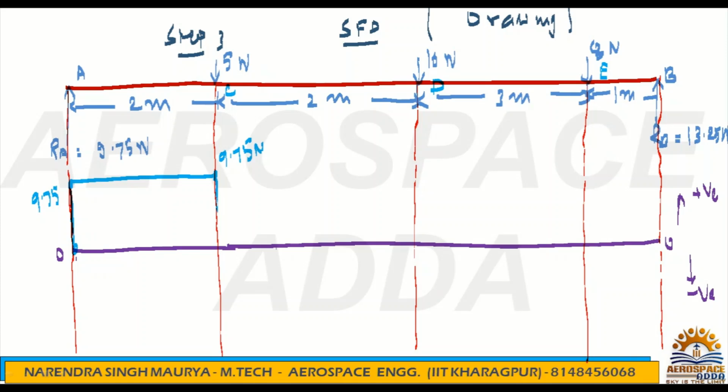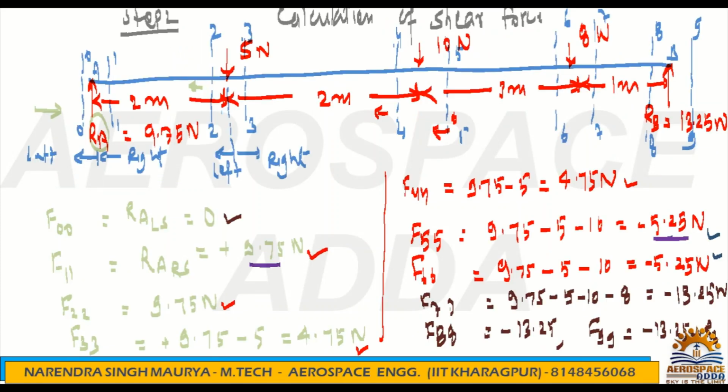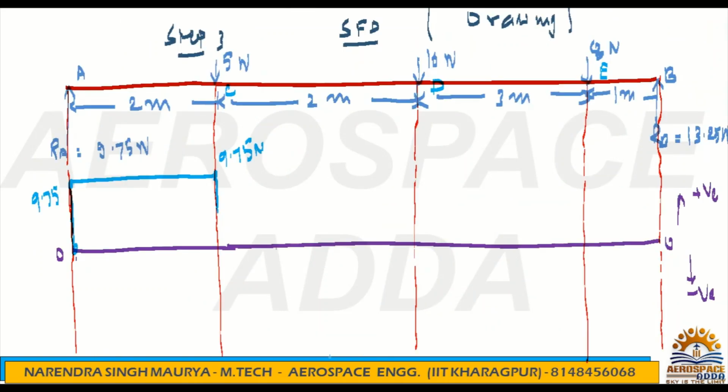Just after means the same point, but now it becomes just after C, means 3-3. What is the 3-3? It is 4.75. So earlier, just before 5 Newton, it was 2-2, F22 was 9.75, but just after 5 Newton it becomes 4.75. So 9.75 is more than 4.75, or you can say 4.75 is less than 9.75. So you go down because the value decreased. You reached here, and this value is nothing but 4.75, right?